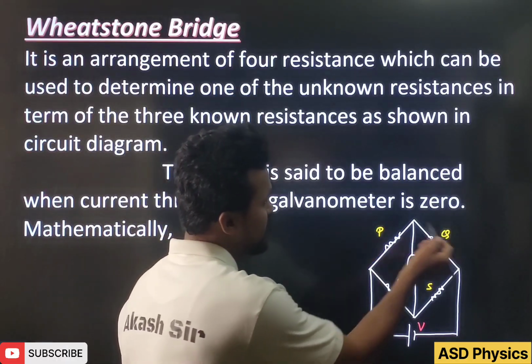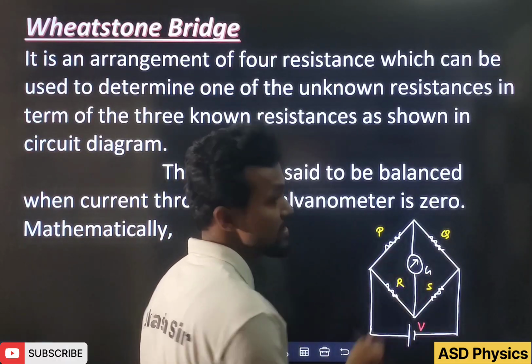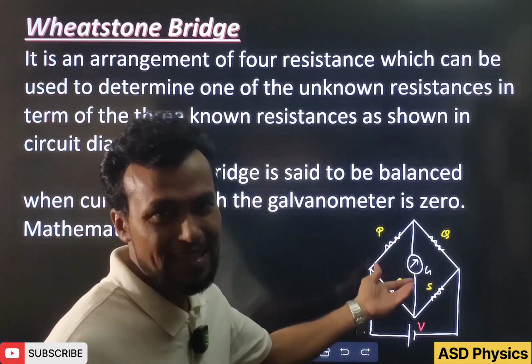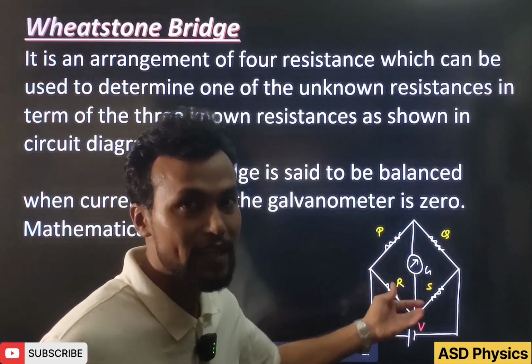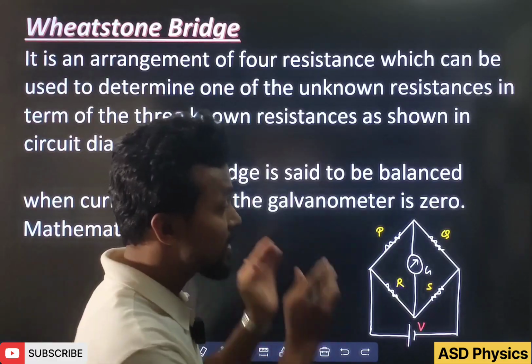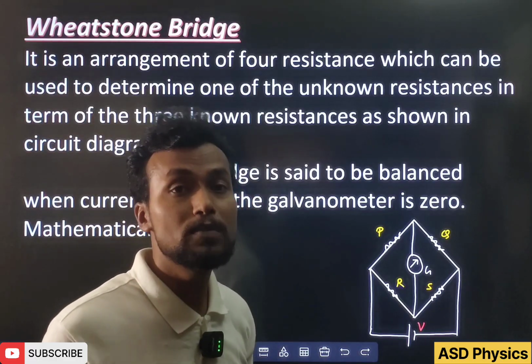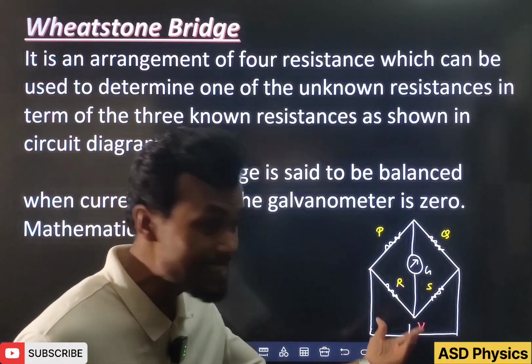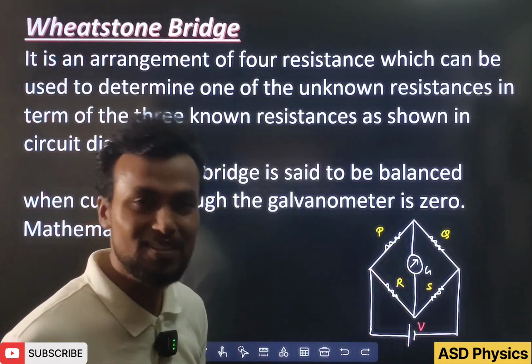Here you can see this is the Wheatstone Bridge, and here you can see four resistances, P, Q, R, S, and this is the galvanometer that is used to find out the balancing condition. If the current flows, that means the bridge is not balanced. If the current does not flow, then only the bridge will be balanced. Okay, and this is the cell.